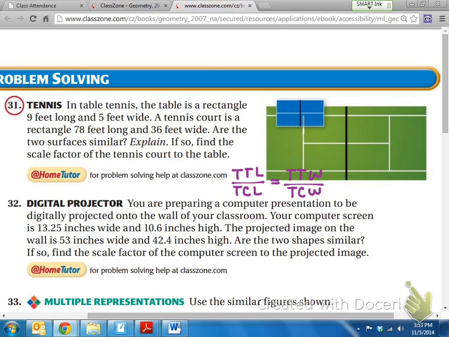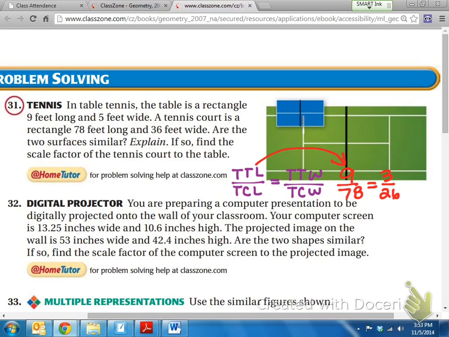Let's plug in the TTL, or the table tennis length, which is 9 feet long, and then we're going to plug in the tennis court length, which is 78 feet long. So 9 over 78. I can reduce that by 3, both top and bottom, and I get 3 over 26. So that's the smallest I can reduce the fraction.